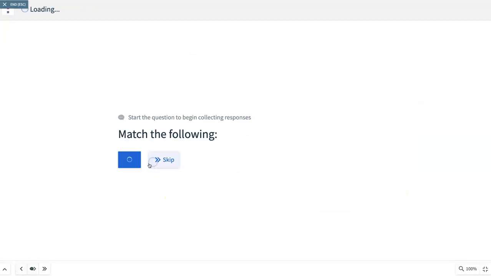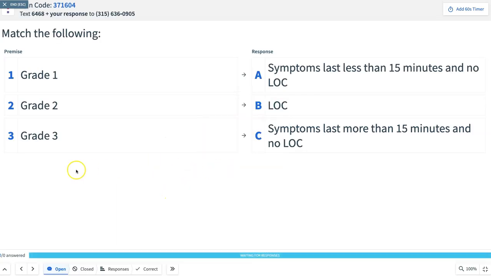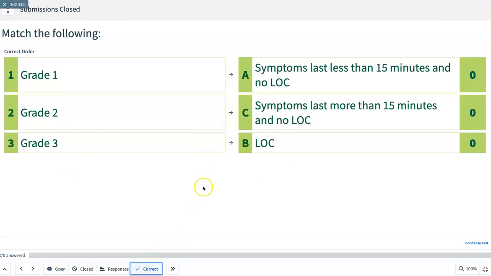All right, so question 1 for this one, match up the following. You have grade 1, grade 2, and grade 3. Remember, these are your concussions. So which one corresponds to which? So grade 1, symptoms last less than 15 minutes and no loss of consciousness. Grade 2, symptoms last more than 15 minutes and no loss of consciousness. And grade 3 simply is loss of consciousness. Remember, again, that doesn't matter if it's for a few seconds or for a few minutes.